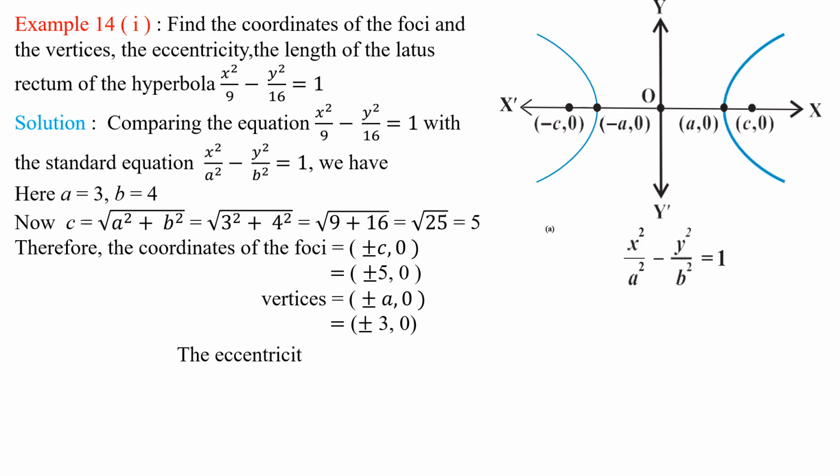Now let us find the eccentricity of the hyperbola. Eccentricity is equal to c by a. That is equal to, we have found the value of c. What is the value of c here? 5. 5 by, what is the value of a here? 3. So this is the eccentricity of the hyperbola. Okay, my children. If you observe this value, it is greater than 1. 5 by 3 is greater than 1. Previously we have discussed this point. Eccentricity of a hyperbola is greater than 1. Okay, my children? Right.